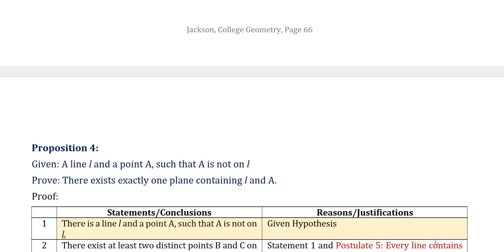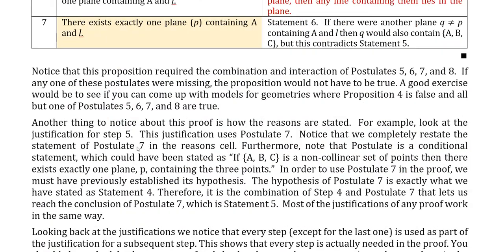So the start is very basic and given. Automatically, we know that the first statement is there's a line L and a point A such that A is not on L. That's the given hypothesis. That's the reason. Moving down the road, we know the last statement is going to be there exists exactly one plane, which we've called P earlier in the proof, containing A and L.